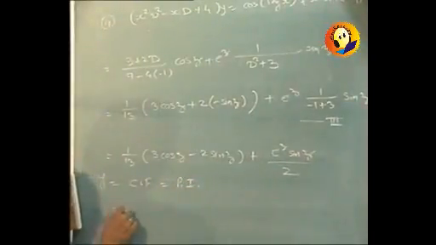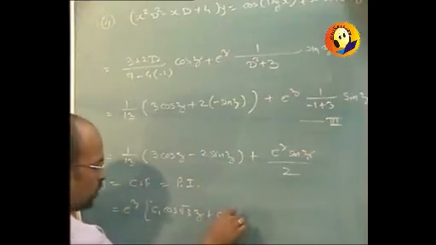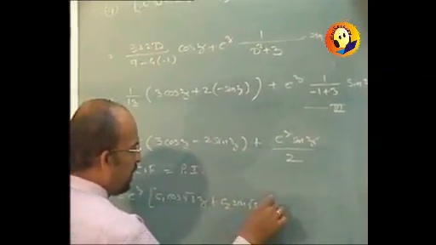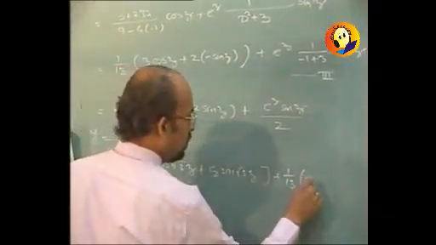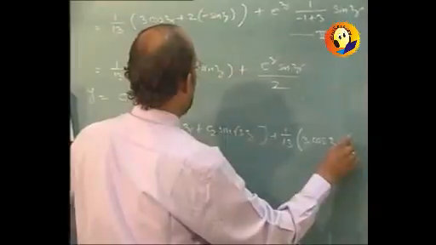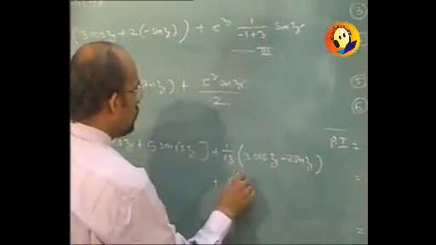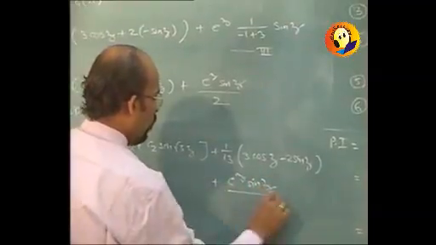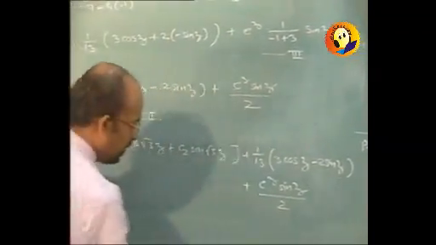which will be e raised to z into bracket C1 cos of root 3z plus C2 sin of root 3z, plus 1 by 13 into bracket 3 cos z minus 2 sin z plus e raised to z sin z upon 2. And then we are required to resubstitute z. Our substitution was log x equal to z.